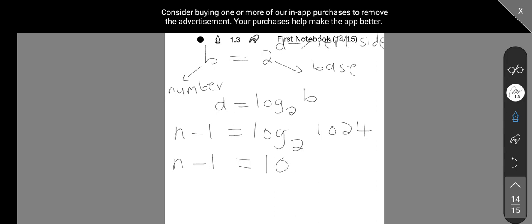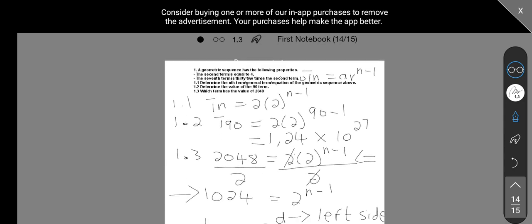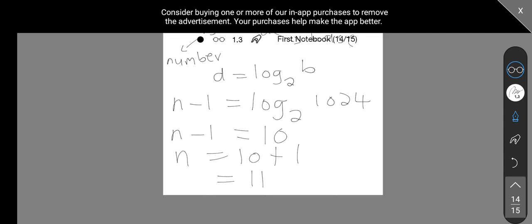And then you're going to take the negative 1 to the right hand side and change its sign. This means that n is equal to 10 plus 1, and is equal to 11. This means that you will find the value of 2048 on term number 11.